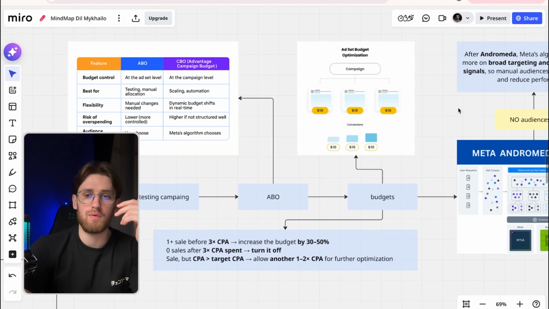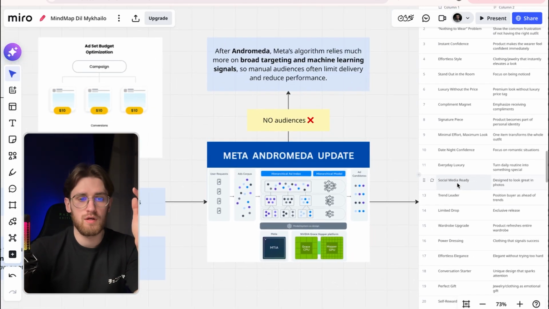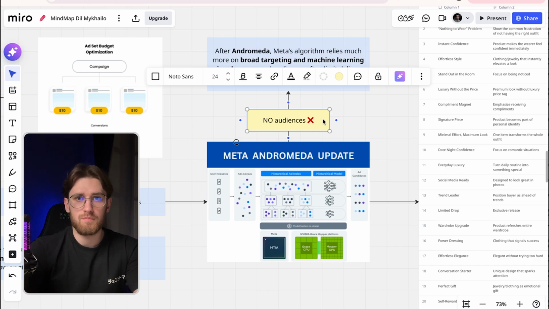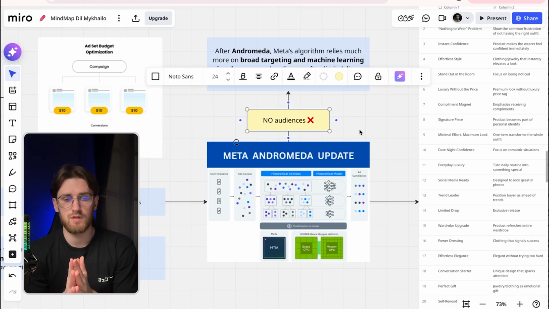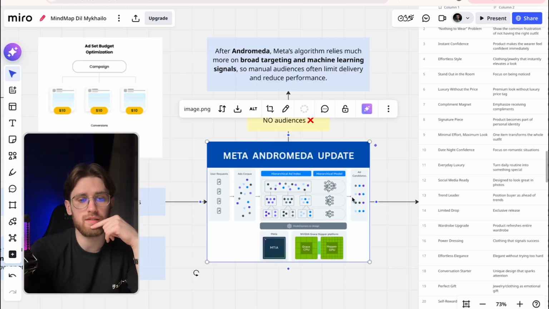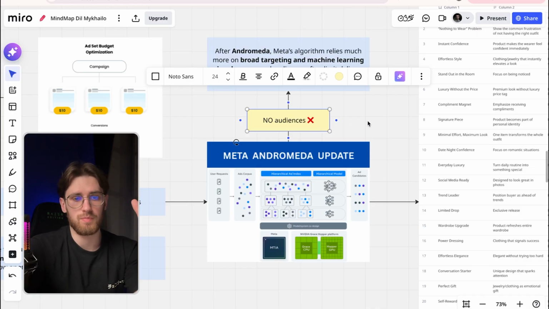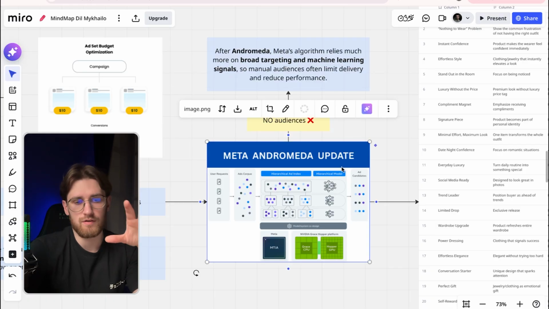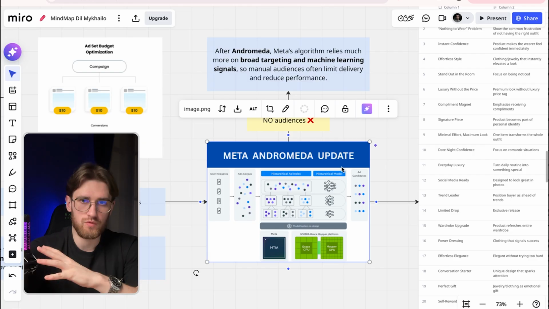Then we move to our audiences. And after the Andromeda update, you can see right here that there are no audiences. Please don't work with audiences when you test your creatives. You don't need to do it. Because of the new Andromeda update, it's much better to work without suggestions in audiences in your ad account. Please leave it free, write nothing, and just let Andromeda work from your angles, offers, and creatives, whatever you choose.